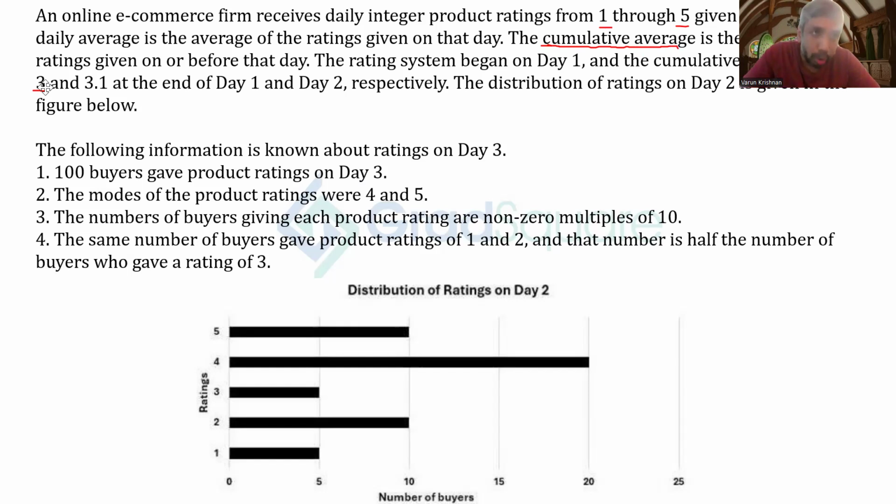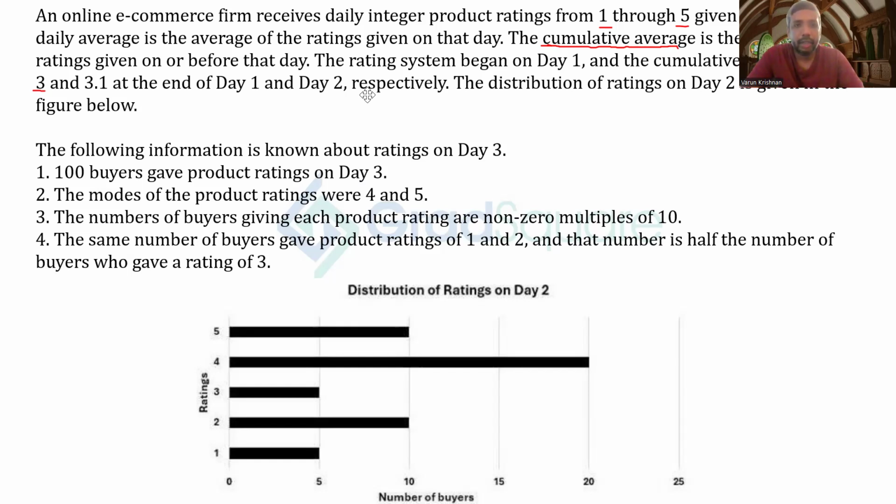Then they say of day 2, the cumulative average is 3.1, which means if I add up all the ratings given by customers on day 1 and on day 2, and I divide by the total number of customers that have come to the store, that have rated the store on day 1 and day 2 put together, sum of the total number of customers of day 1 and day 2 put together, then I will get 3.1. So this is what we have to understand about cumulative average.